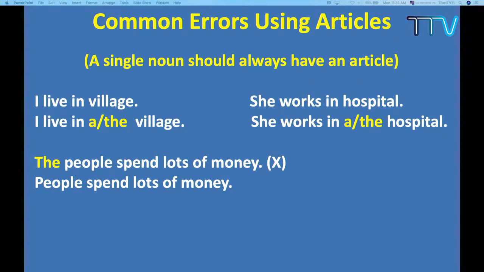So what does the grammar rule say? Grammar rules say a singular noun should always have an article. Don't forget to use an article. For example, the correct one is "I live in a village," or you can use the definite article: "I live in the village." So you should not leave your noun naked like this, "I live in village." Instead, say "I live in a village" or "I live in the village."